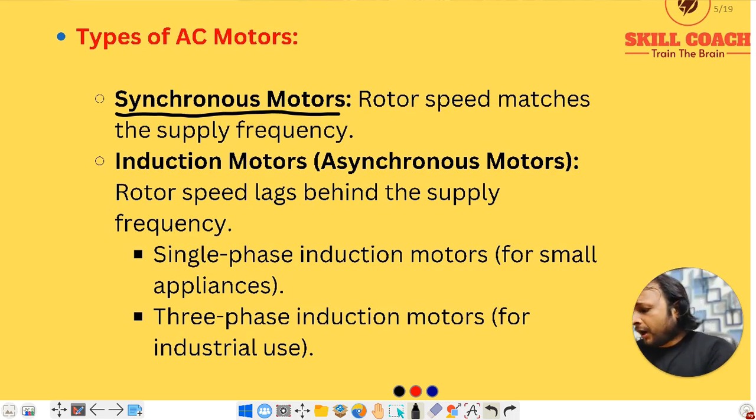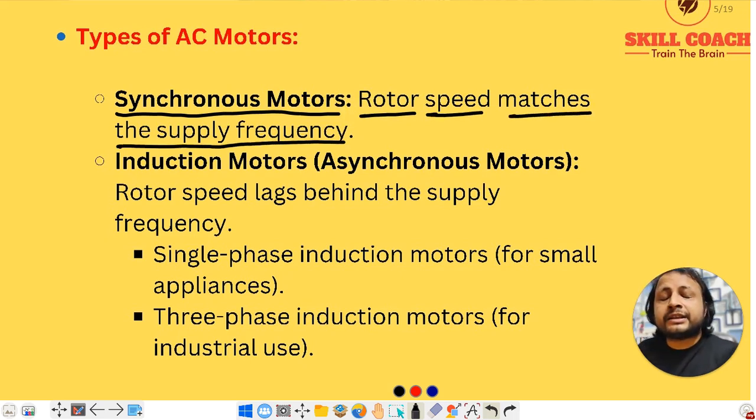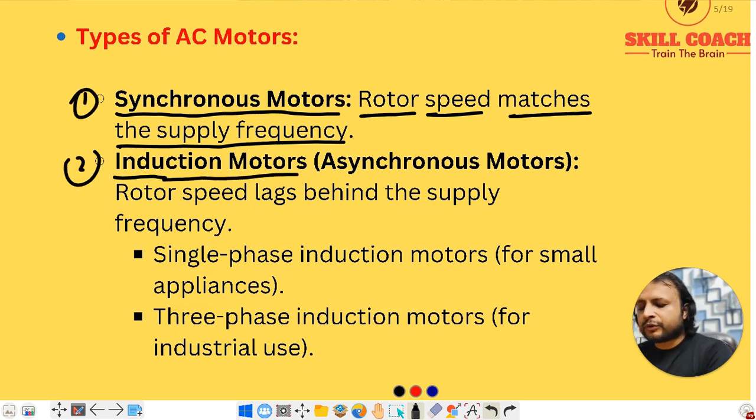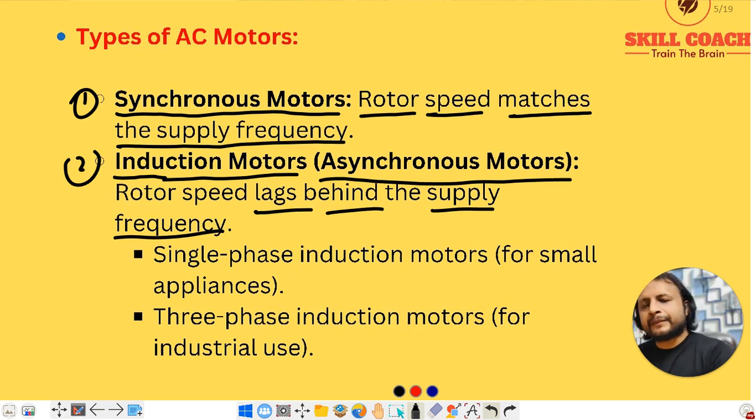In a synchronous motor, the rotor speed matches the supply frequency, which is why it is called synchronous. ये सिंक्रोनाइज हो जाता है फ्रीक्वेंसी, जो सप्लाई फ्रीक्वेंसी होती है उसके आधार पर. The other type is the induction motor, which is also known as the asynchronous motor, and in this the rotor speed lags behind the supply frequency.